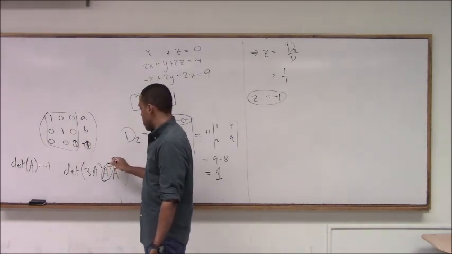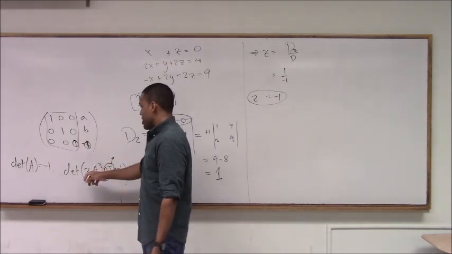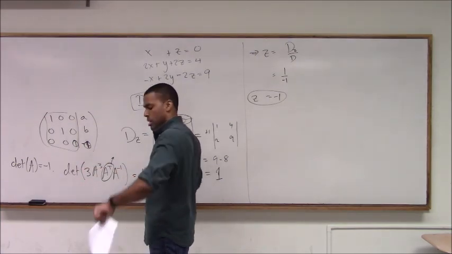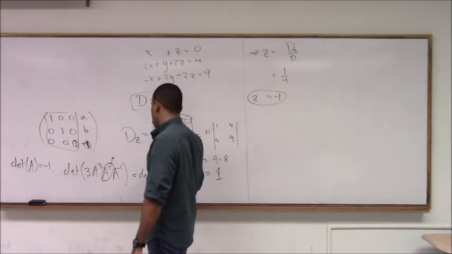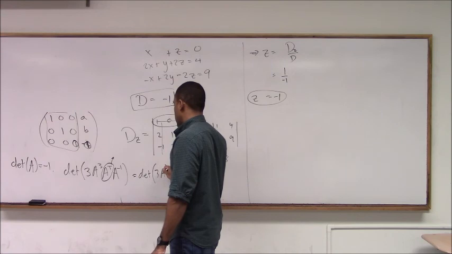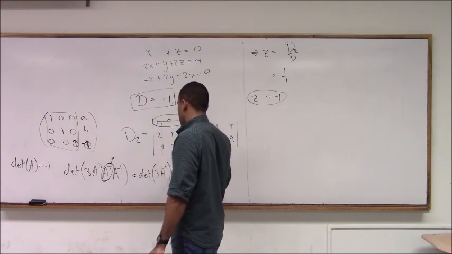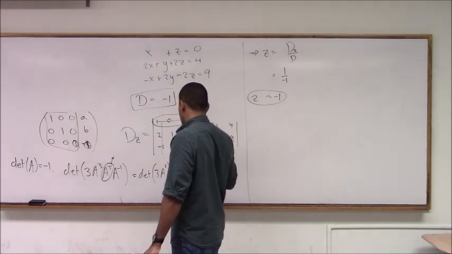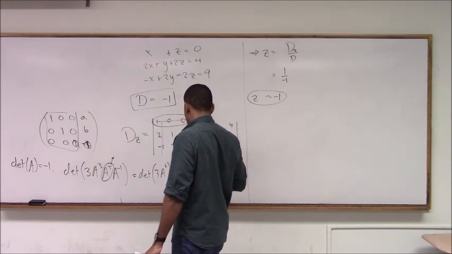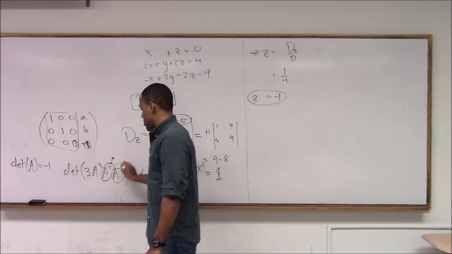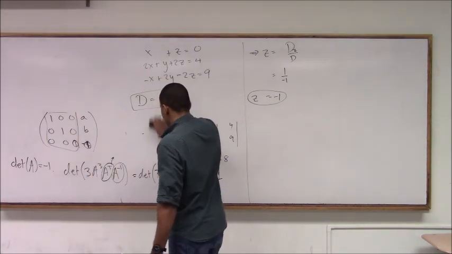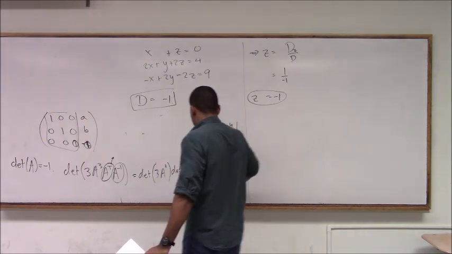So the idea is the determinant of a product is going to be the product of determinants. I'll probably get to prove that for you today. So you can just multiply these. And the determinant of A inverse, how does that relate to the determinant of A? It's 1 over the determinant of A, so it's the reciprocal of the determinant of A.